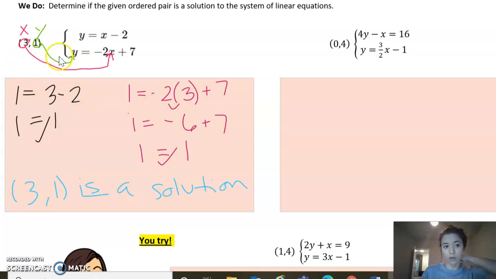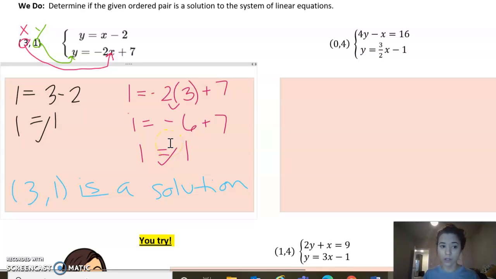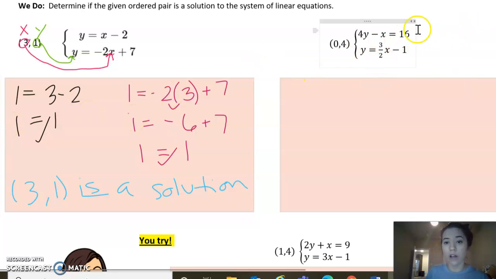Okay, so plug it into the first one, then plug it into the next one. If it's true for both, yes, it is a solution. If you need to pause me to make sure you get this down, go ahead and pause me. I'm now going to show you what a non-solution would look like.